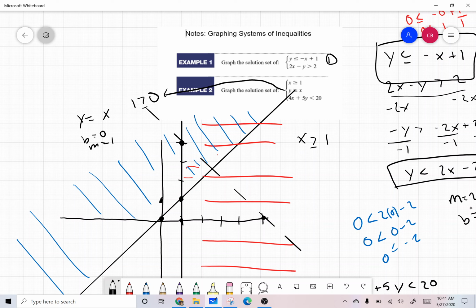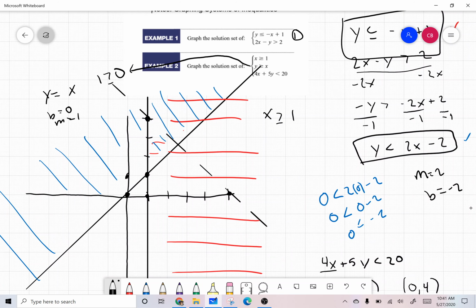But we have less than 20, so let's do 0, 0, and if we plug 0, 0 into this, we have 4 times 0. I'm obviously testing this point. 0 plus 5 times 0 is less than 20. Well, this is 0 plus 0 is less than 20, so obviously 0 is less than 20, so that's true. So we end up shading that bottom part of that line, so that's down here.